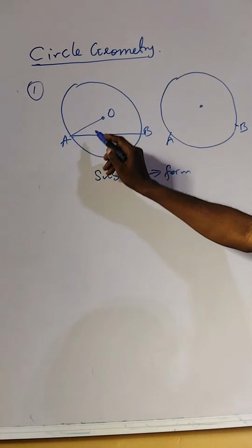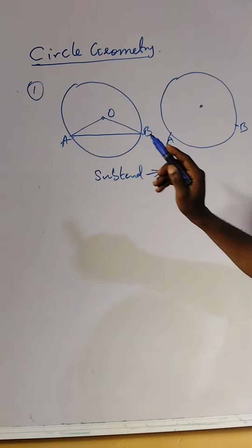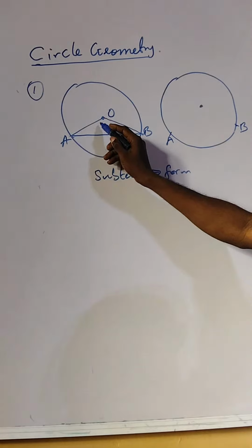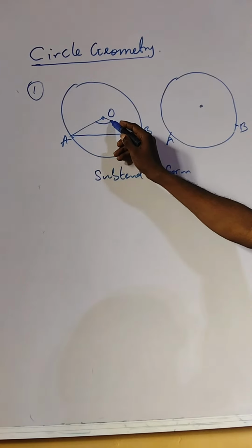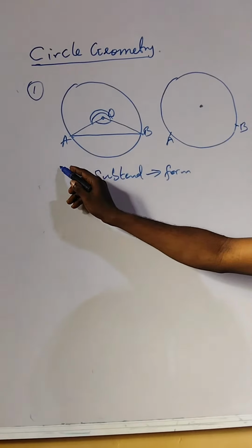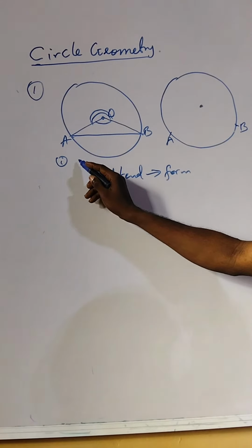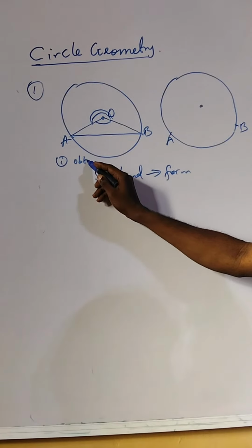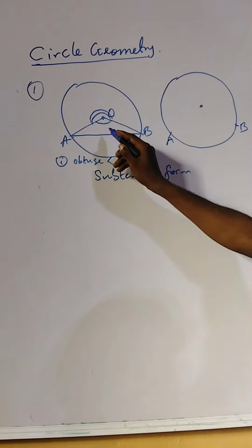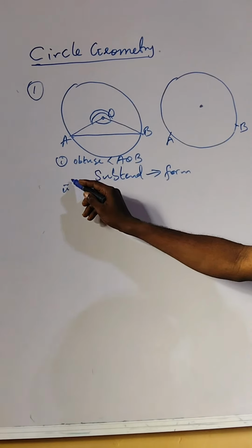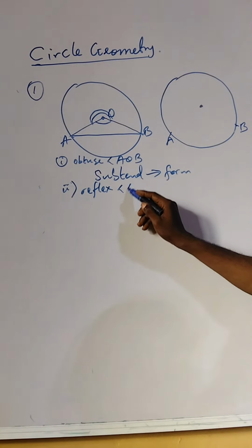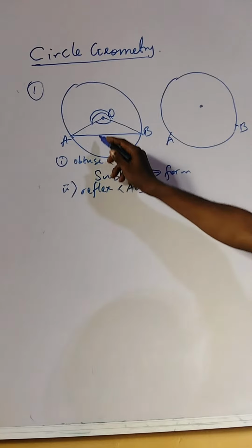When we join this angle to this angle here, so this chord here has already formed two angles here. The one inside here and the one outside here. So we have the first angle, obtuse angle AOB. Obtuse angle is the one inside. And the second one is reflex angle AOB. The reflex angle is the one outside.